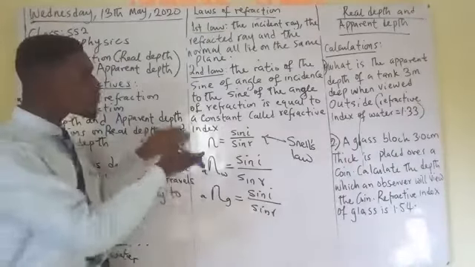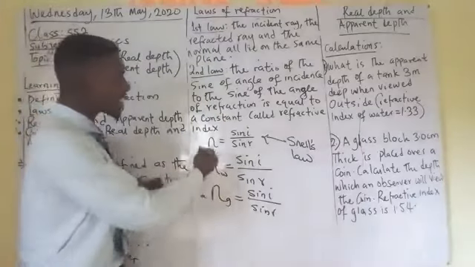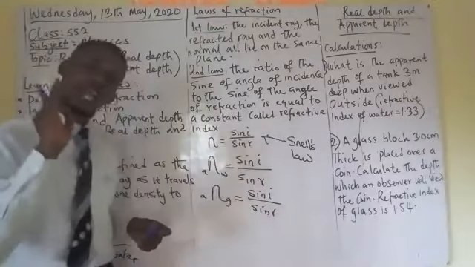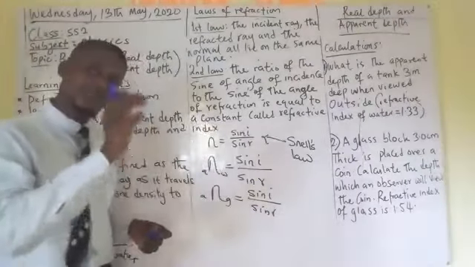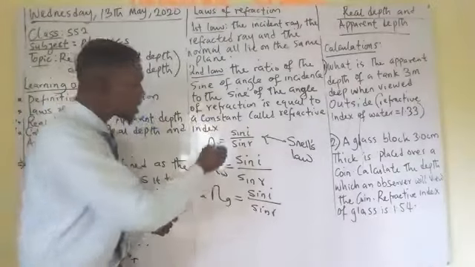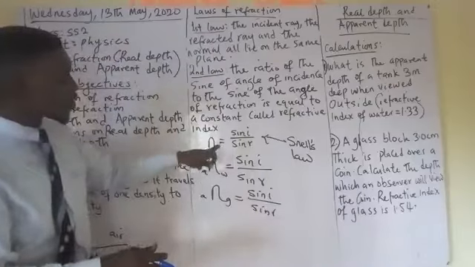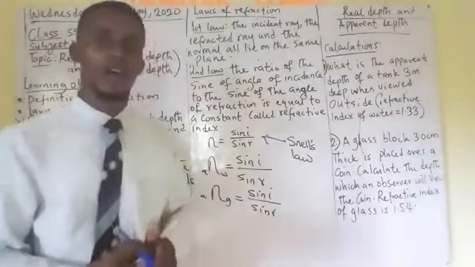So that brings us to the refractive index. According to the second law, the refractive index n is equal to sine i, where i represents the angle of incidence, all over sine r, where r represents the angle of refraction. So the refractive index is equal to sine i over sine r.